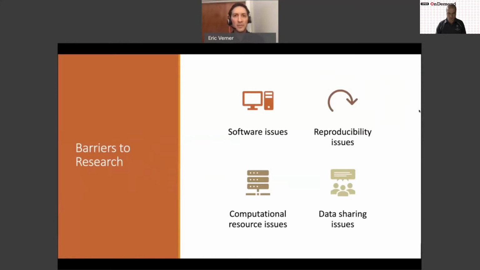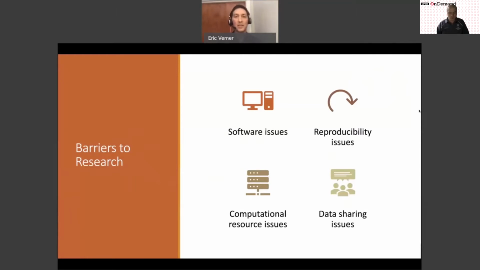The reason we created BrainForge was for multiple reasons. They were divided into four main categories: software issues, reproducibility issues, computational resource issues, and data sharing issues. Now, the first is software issues.